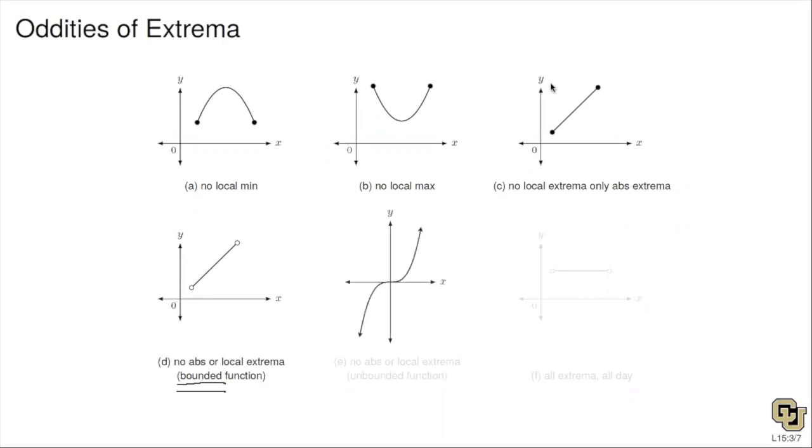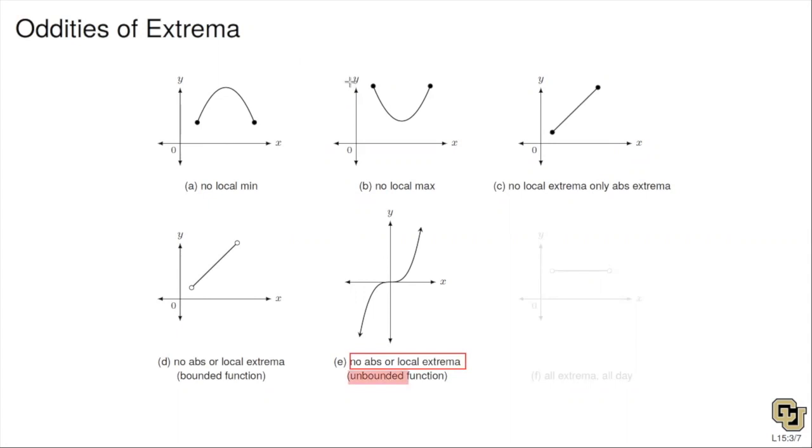You compare with the graph of x cubed. Again here, we have no extrema of any kind. There are no local or absolute extrema here. But in this case, the function is what we call unbounded.